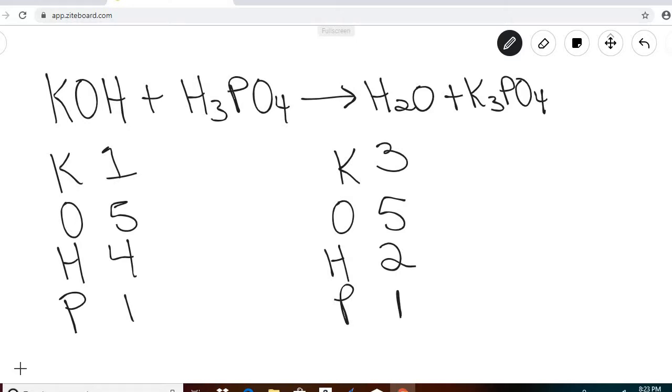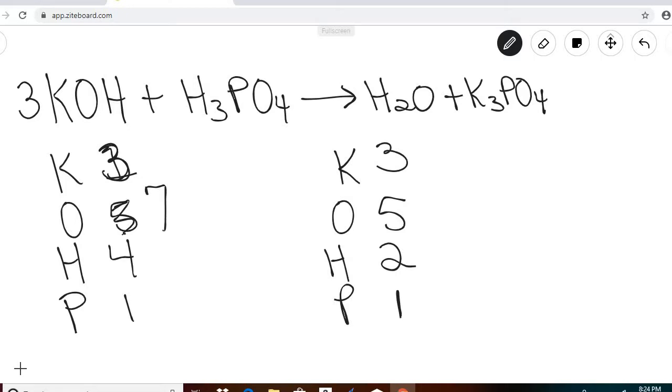Okay, so let's start by fixing the potassium. We have 3 on the product side, so let's get 3 over here. Now that will mess up some of the others, but at least for now, the potassiums are okay. So now on the oxygen, we have 3 plus 4, which is 7. So we have 7 over here, and we have 4 plus 1, so we still have 5 over there.